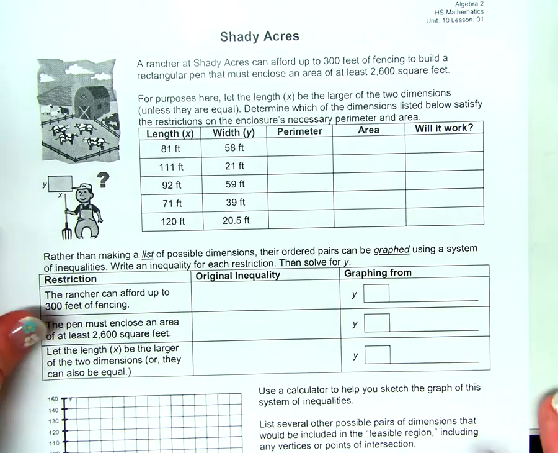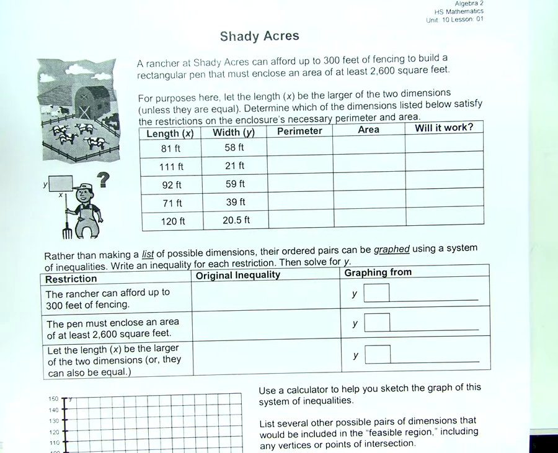Shady Acres. A rancher at Shady Acres can afford up to 300 feet of fencing to build a rectangular pen that must enclose an area of at least 2,600 square feet.